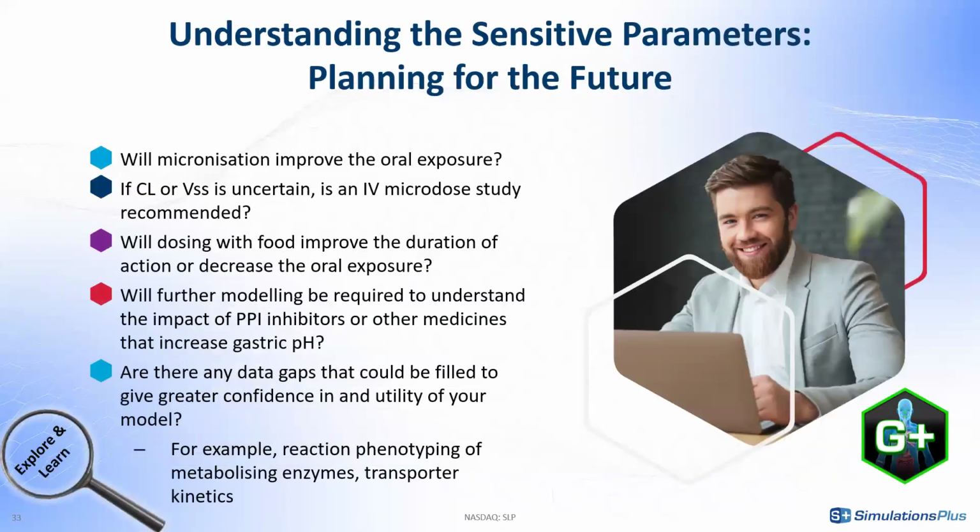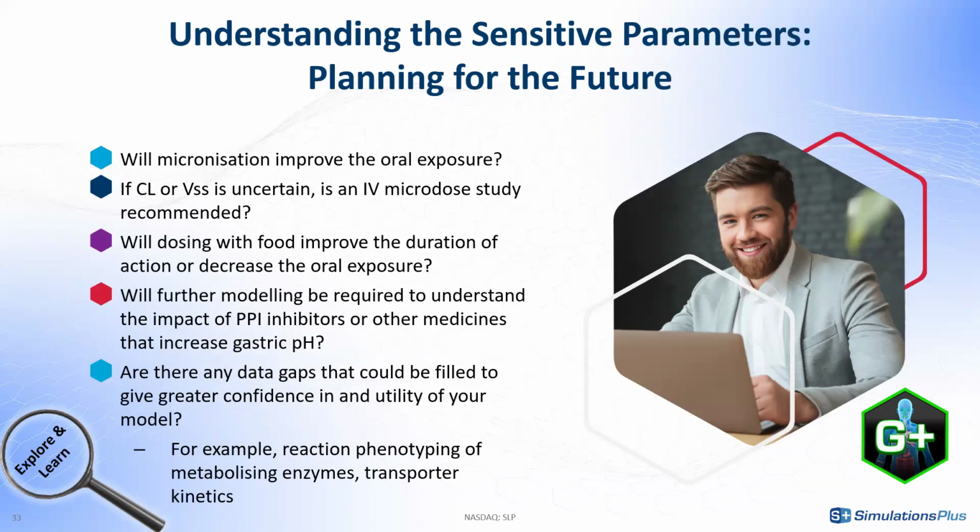But in addition to providing a prediction range, understanding the uncertain or sensitive parameters can also inform your clinical plan and the type of data you may wish to generate alongside the first-in-human study. So your model can help answer some of the common questions that project teams pose at this stage of development, examples of which can be seen on the slide.